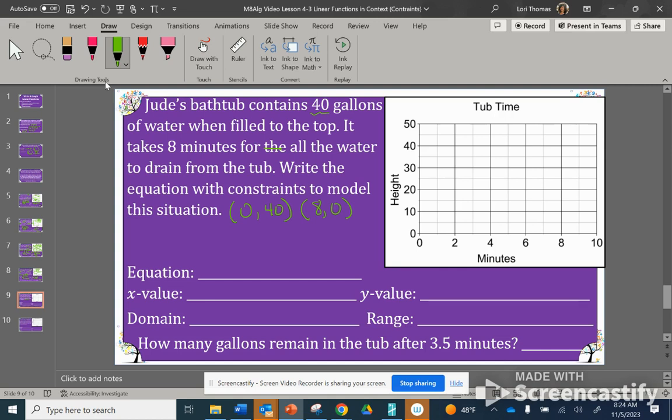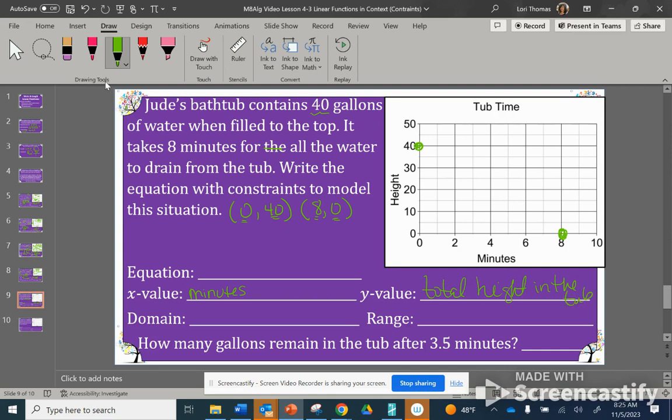So we can see here we have our y-intercept and we have our x-intercept. So we can see that our x values are going to represent minutes. Again, typically if you're dealing with time, that is your independent value. And then our y coordinates represent the total height of water in the tub. So total height in the tub. So we have to be specific. It's not how much is drained out of the tub.